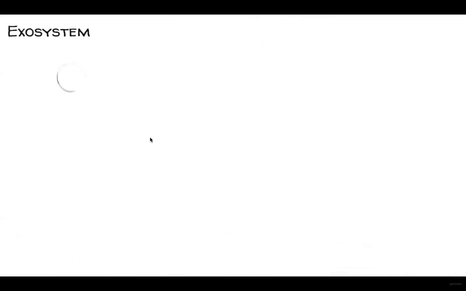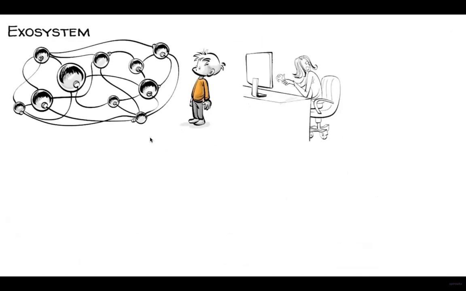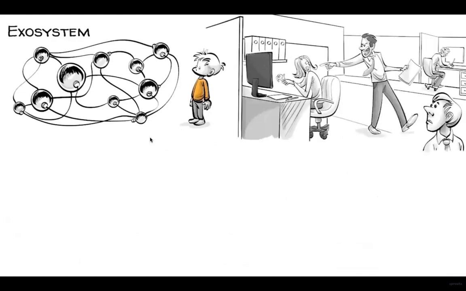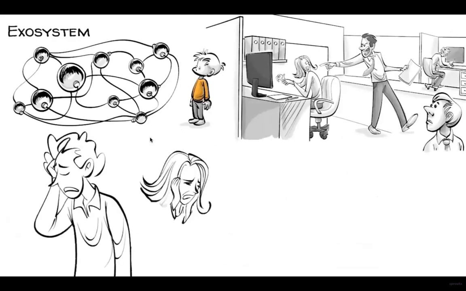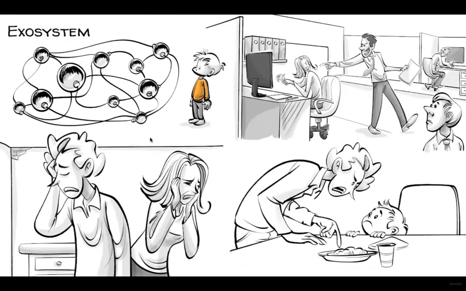The exosystem involves the links between social settings that do not involve the child. For example, a child's experience at home can be influenced by their parents' experiences at work. If the mother loses her job, there might be more arguments with the father, resulting in changes in their interaction with the child.